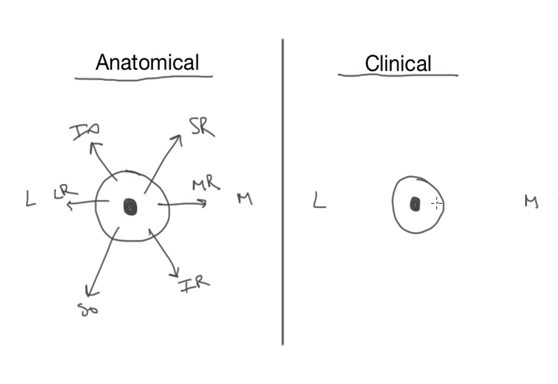Clinically, this is what we do to test the muscles. The medial and the lateral recti are the same. Those don't change, but the other 4 are flipped. And what I mean by flipped is they're flipped horizontally, right?